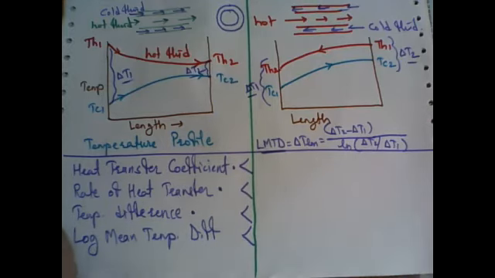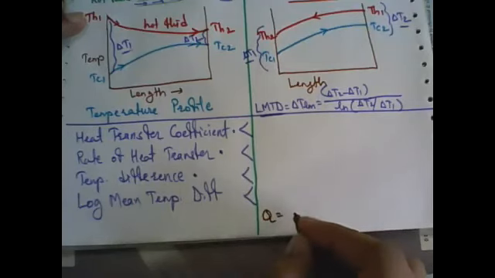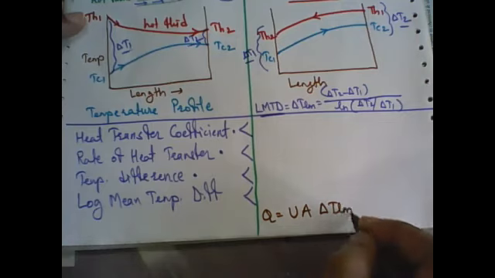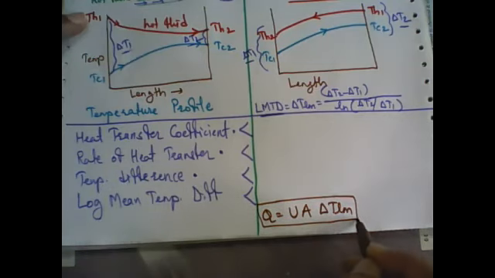Because if you know the simple calculation of the rate of heat transfer, Q can be calculated in terms of U A delta TLM. We know the rate of heat transfer calculations on the basis of enthalpy, that is M delta H, on the basis of sensible heat, that is M Cp delta T, and on the basis of latent heat, that is M lambda. Now this is one of the formulas used for the delta TLM calculations. So Q is equal to U A delta TLM.